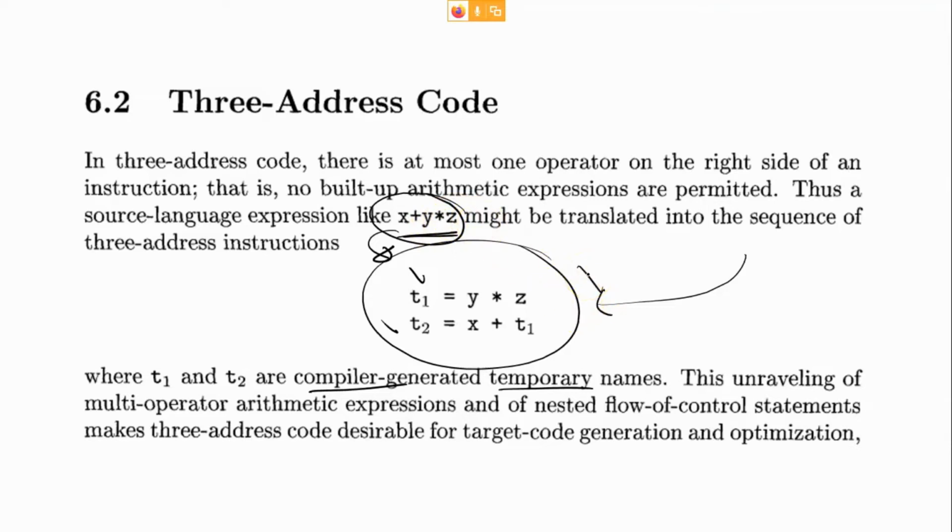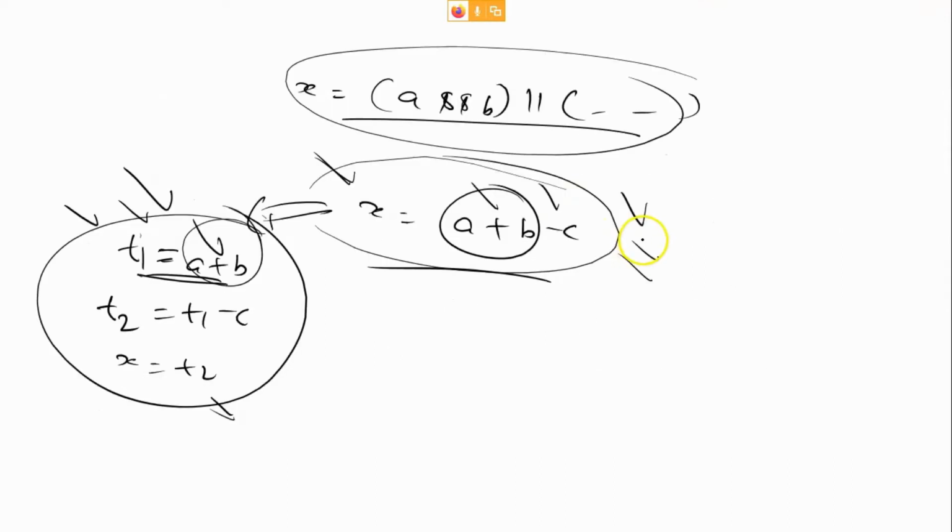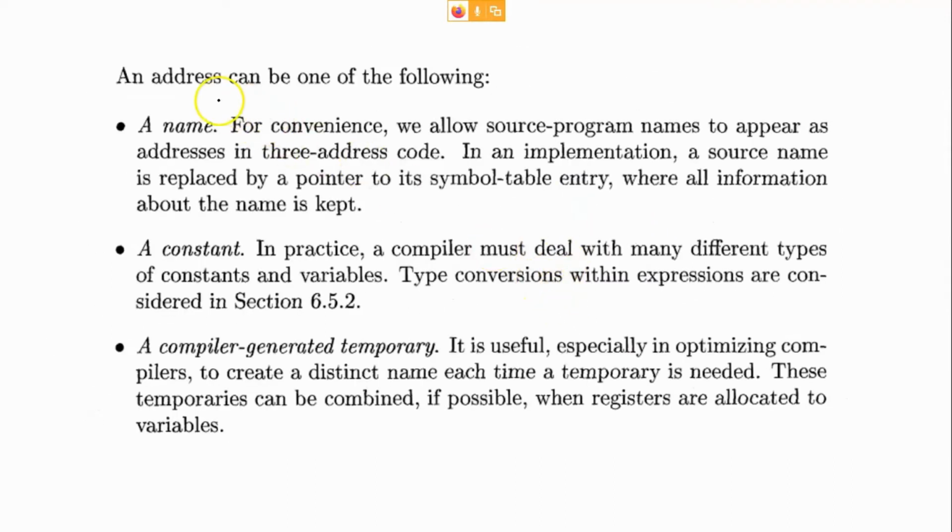In this statement you have 2 operators, so you have just unfolded it. Anyway, we will see more 3 address code, like for loops, what kind of 3 address code you have for conditional statements, for function calls. So all those things, let's see. So first of all, before we see the 3 address codes, let's see the conventions that we will use. So what is an address?